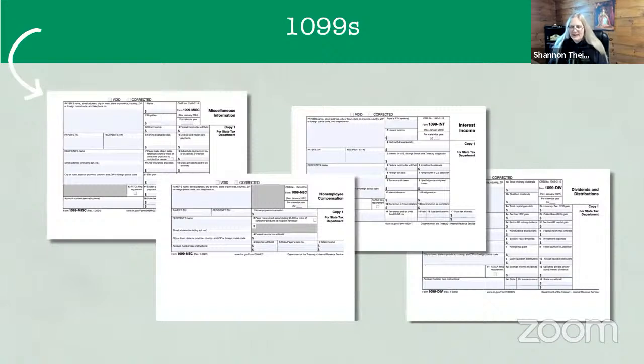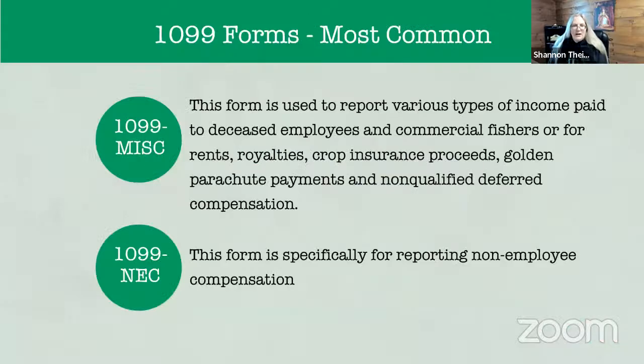And here are the examples of the different types of 1099s. Got miscellaneous, non-employee compensation, interest income, and dividend and distributions. The two most common types of 1099s that we as accountants or business owners are going to create is a 1099 miscellaneous. And there's a lot of different types of income that get reported on a 1099 miscellaneous.